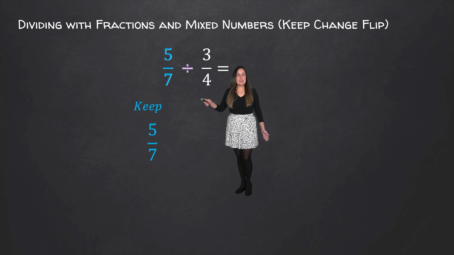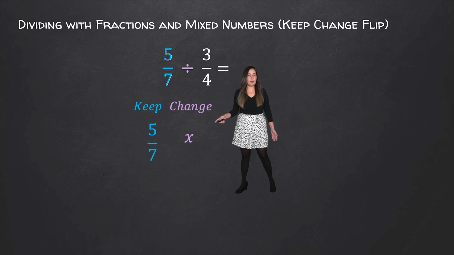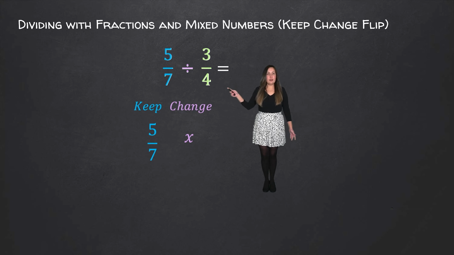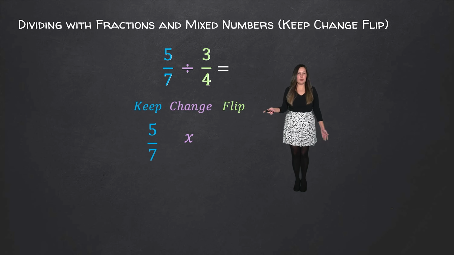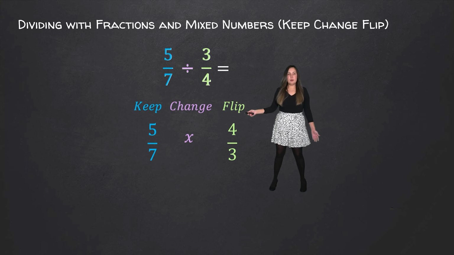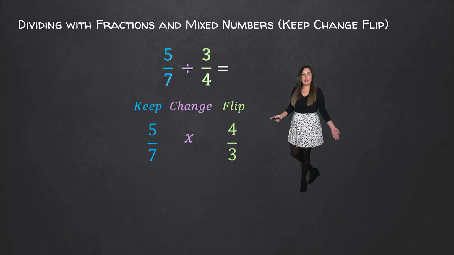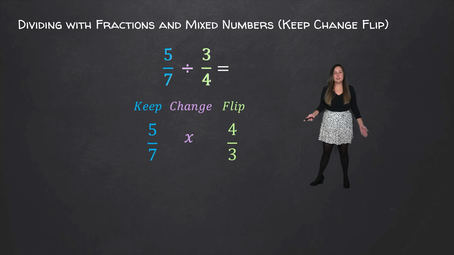Then we're going to take the division symbol and change it to multiplication. So we're going to change the operation. And then we're going to take 3/4 and flip it. So essentially we're going to find the reciprocal of 3/4, which is 4 over 3. So after we do keep, change, flip, we're going to go ahead and multiply these two fractions.